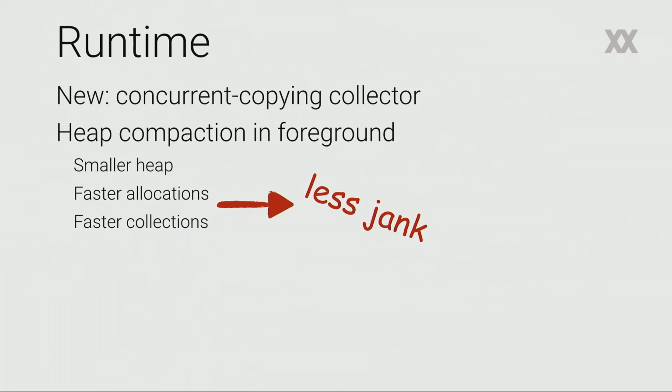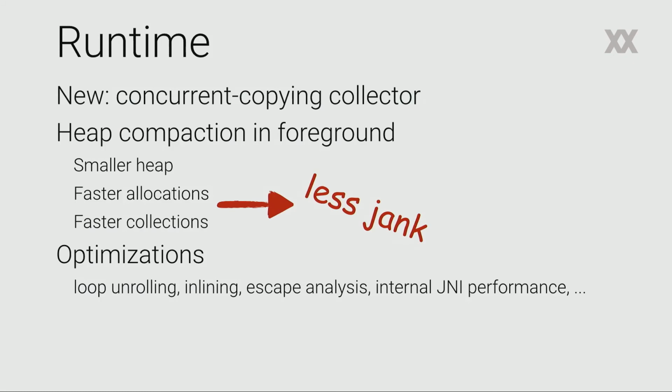So faster to allocate stuff, faster to collect stuff means that just dealing with garbage and memory in general is much faster using ART in the O release. Lots of various optimizations, loop unrolling, inlining. One of the things to note is that Dalvik was created with tight memory constraints, right? Everything was about saving memory with Dalvik, which means that it could only do so much optimization. It sort of reached the end of its life as far as what they could do to optimize things.